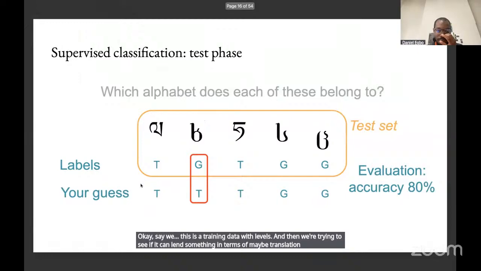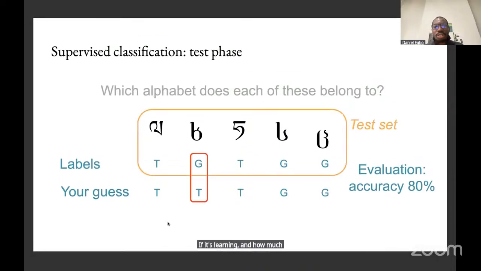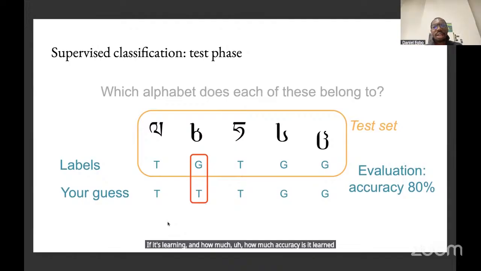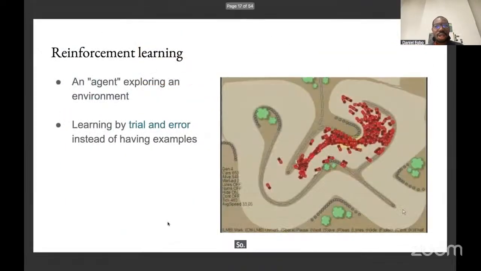And then we have this case whereby we now have some set of data to see if it's learning, and how much accuracy is it learning? How far is it learning this? Is it learning very well, or is it poorly learning? So these are a set of things that you need to do.